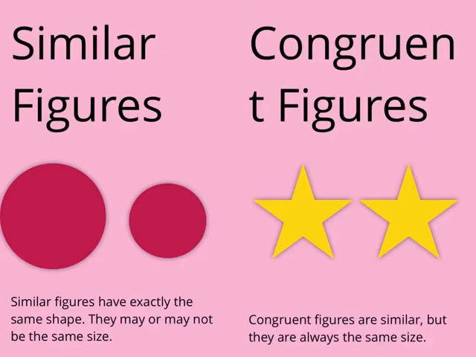Similar figures. Similar figures have exactly the same shape. They may or may not be the same size. Congruent figures. Congruent figures are similar, but they are always the same size.